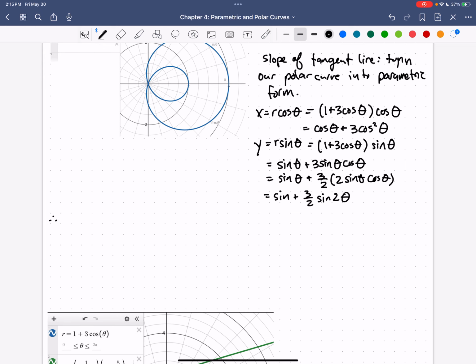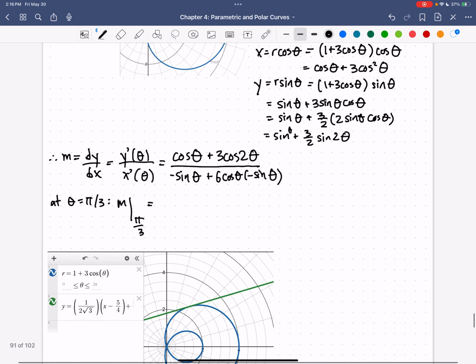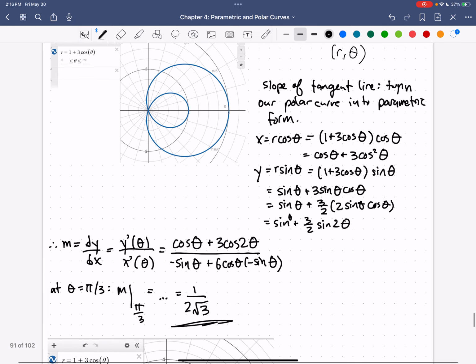So from that, we can say that our slope m, dy/dx, is the derivative of y with respect to theta over the derivative of x with respect to theta. Derivative of y, we get cos theta plus 3 cos 2 theta. And derivative of x, we get negative sine theta plus 6 cos theta times negative sine theta. Then at theta equal to pi over 3, m evaluated at pi over 3, if you plug that in, I'm not going to do the intermediate steps. You should get 1 over 2 root 3. And that's all they want for this question. They just wanted the slope of the tangent line.